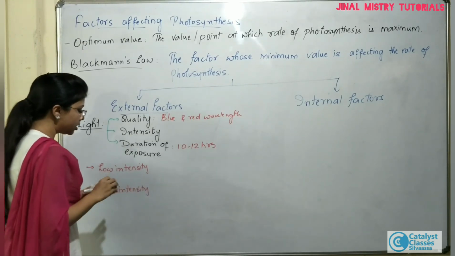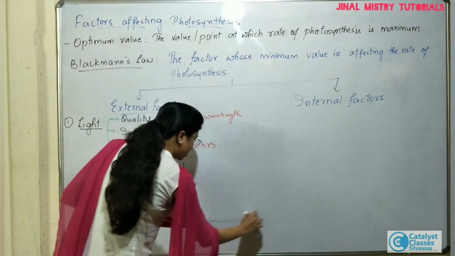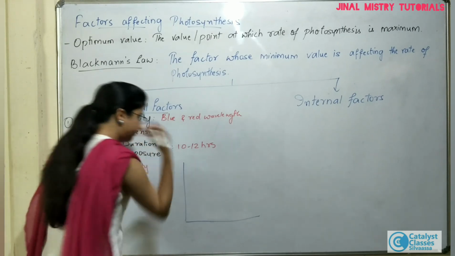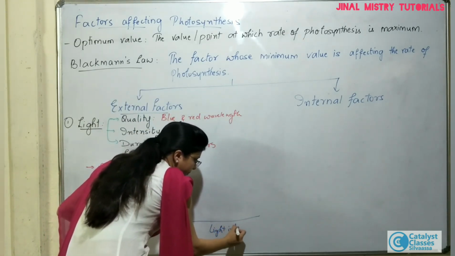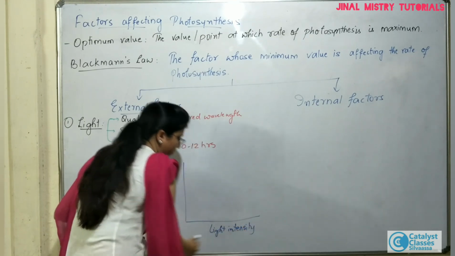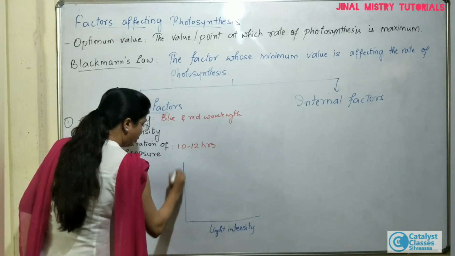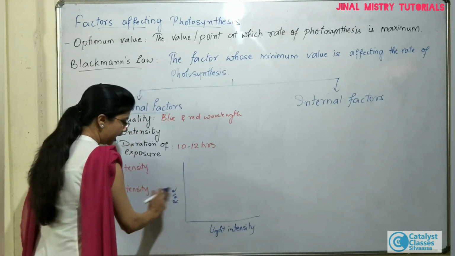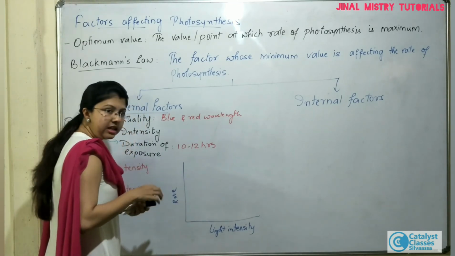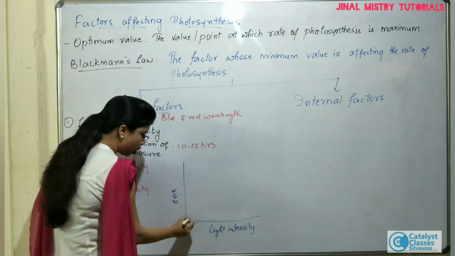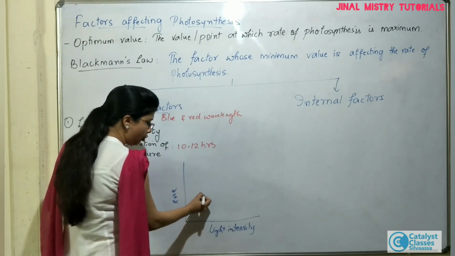Let us plot a graph for this. If you plot a graph, on the x-axis you take the light intensity, and on the y-axis there will be the rate of photosynthesis that is taking place. If you relate the two, initially at lower light intensities, there will be an increase in the rate of photosynthesis.